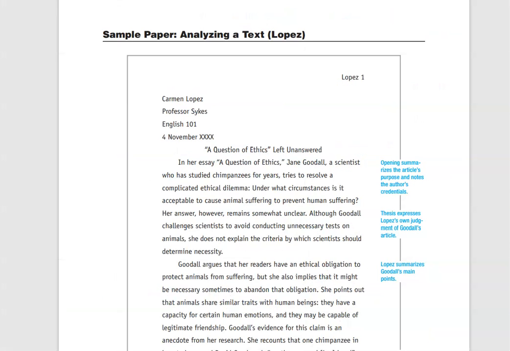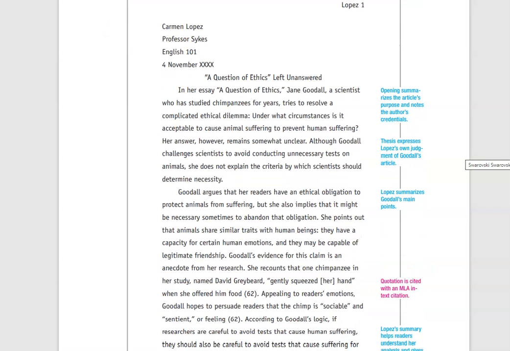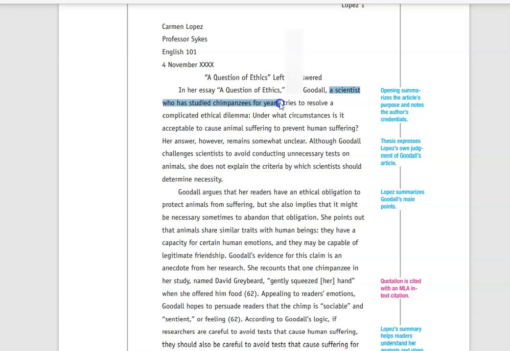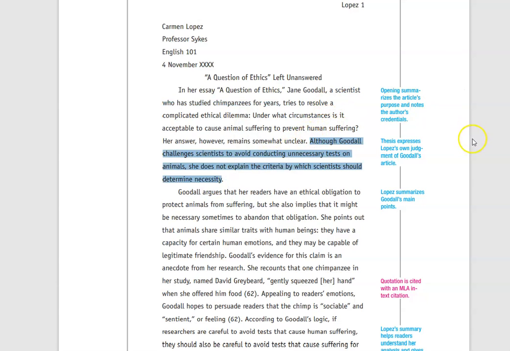To look at an example, there are 2 samples posted in the classroom. Notice in the very first sentence, we have the title of the article, we have the author's name, and we have a little bit about who she is. Okay, she's a scientist that's been studying chimpanzees for years. So you want to, in the very beginning, introduce, this is the article I'm talking about. And then notice the thesis statement at the end. Although Goodall challenges scientists to avoid conducting unnecessary tests on animals, she does not explain the criteria by which scientists should determine necessity. So we have a judgment about the article here.